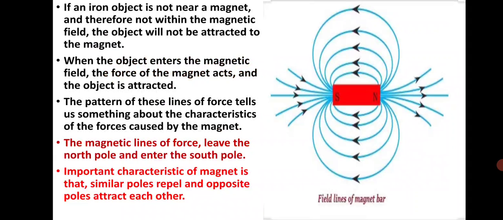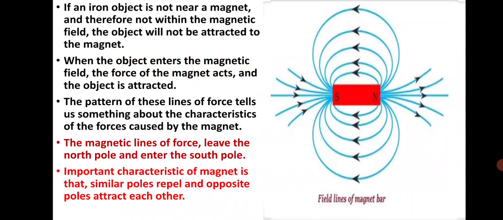If an iron object is not near a magnet and therefore not within the magnetic field, the object will not be attracted to the magnet. When the object enters the magnetic field, the force of the magnet acts and the object is attracted. The pattern of these lines of force tells us something about the characteristics of the force caused by the magnet. So the magnetic lines of force leave the north pole and enter the south pole.